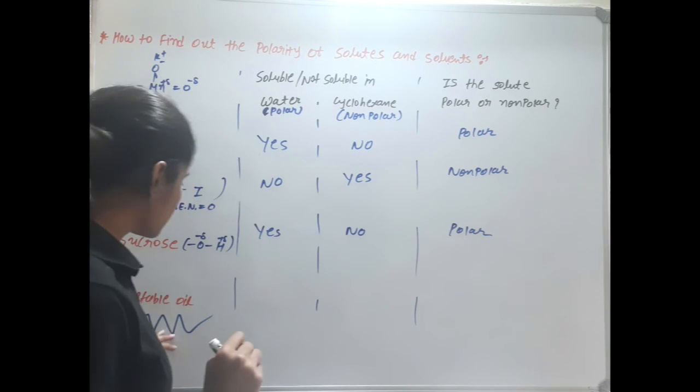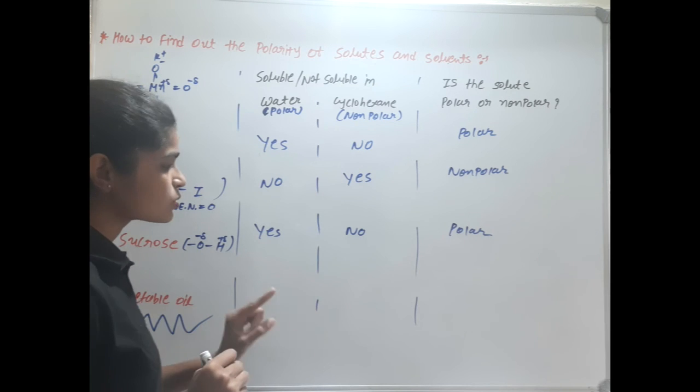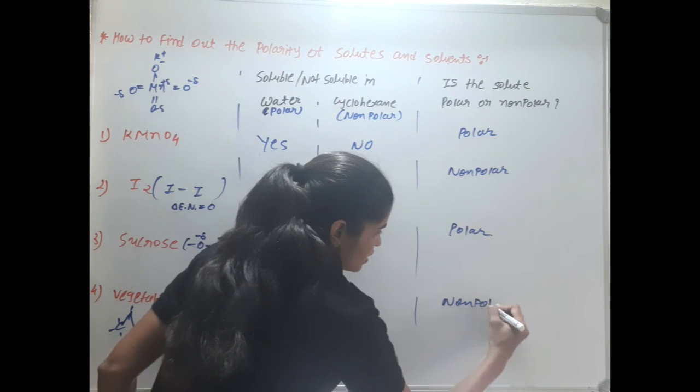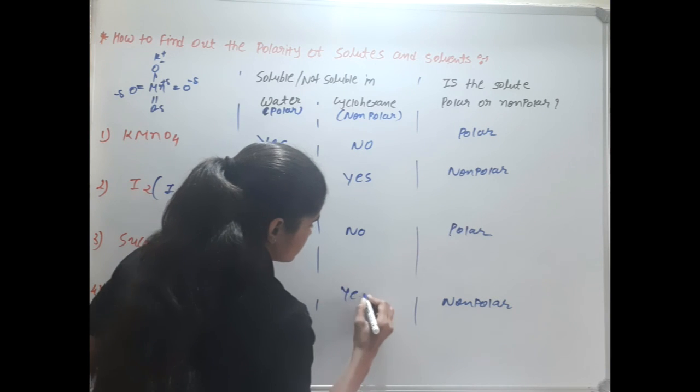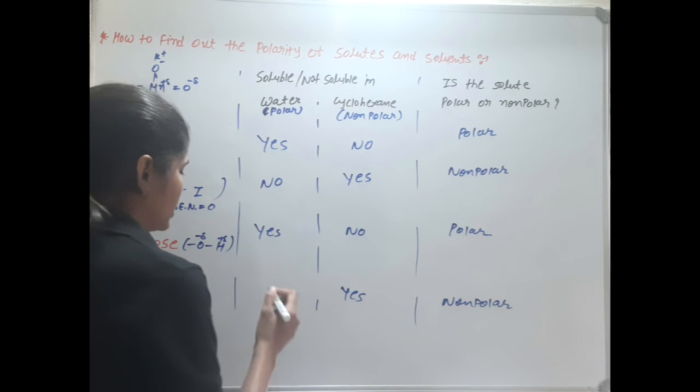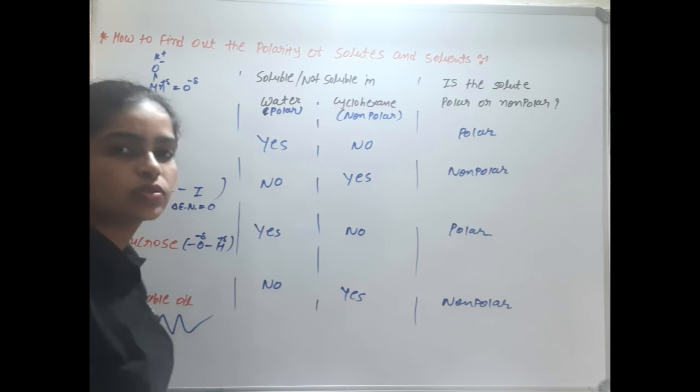So that way, vegetable oil always dissolves in non-polar solvents, because it is non-polar in nature. It dissolves in cyclohexane, because cyclohexane is also non-polar, and it does not dissolve in water.